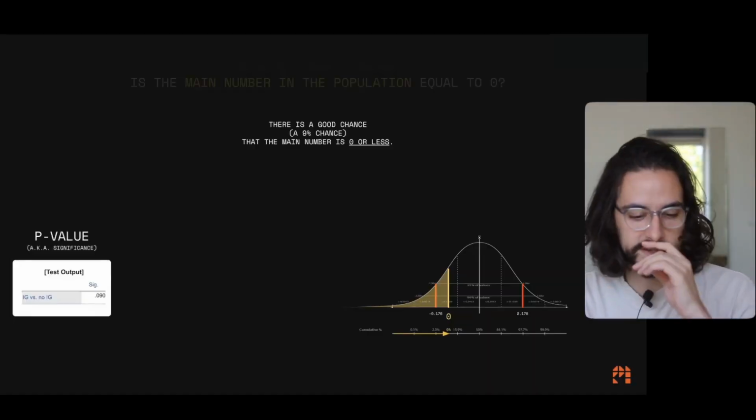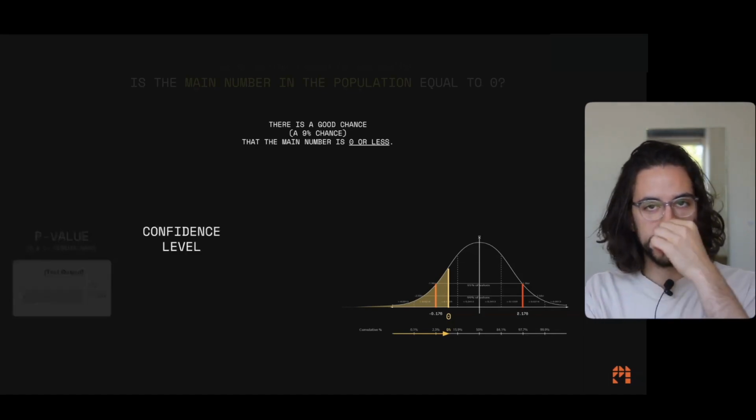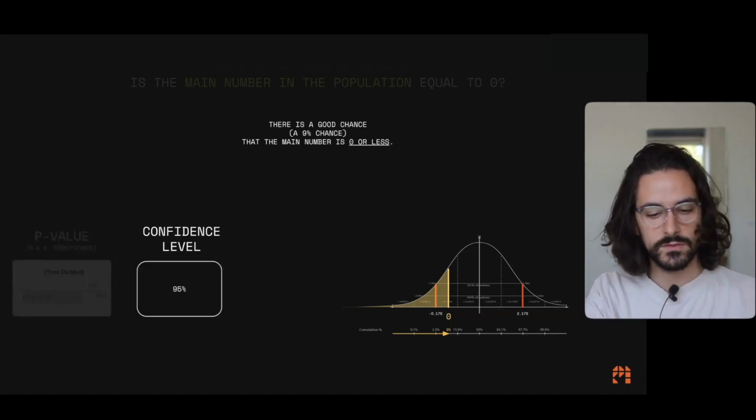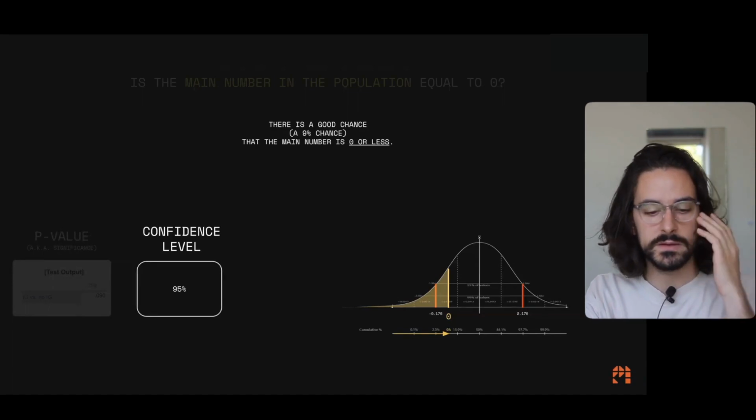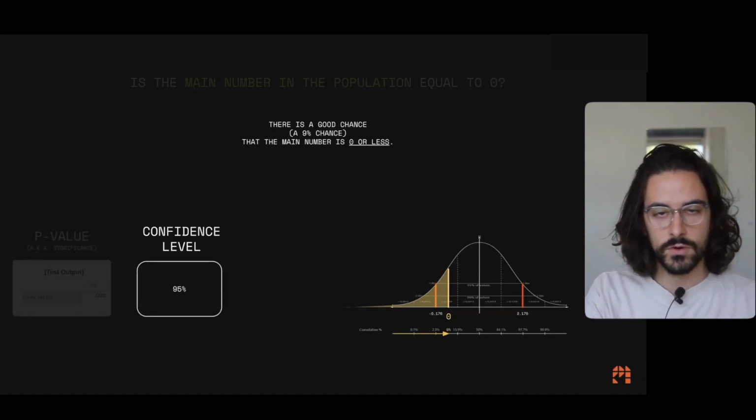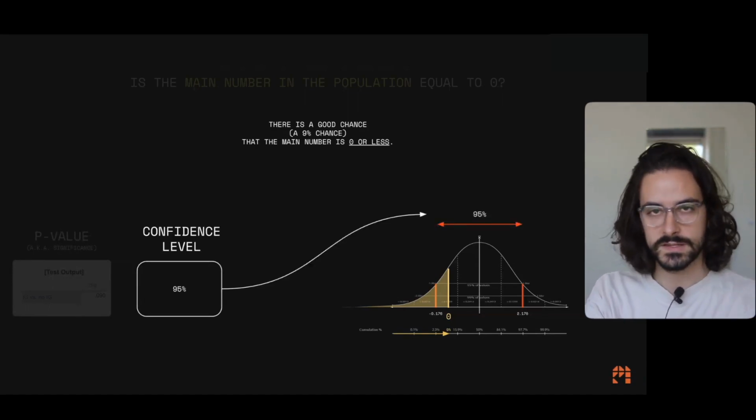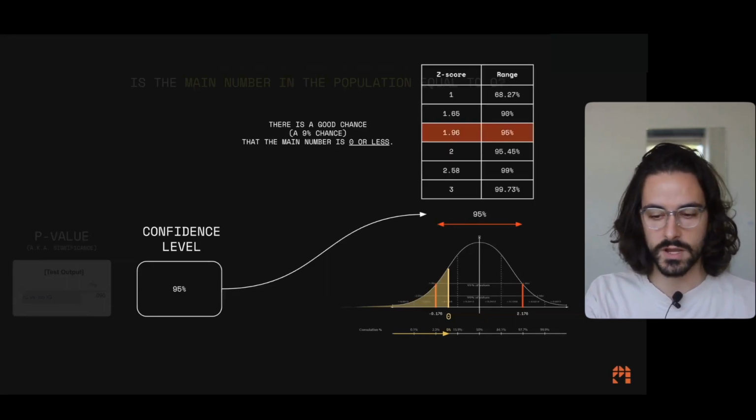Okay, let's leave that p-value aside. Now let's talk about these other terms. So we have confidence level. It's a very important term. You're going to hear it every time. And the confidence level that we usually work with is 95%, okay? Because this is the range that we're working with.